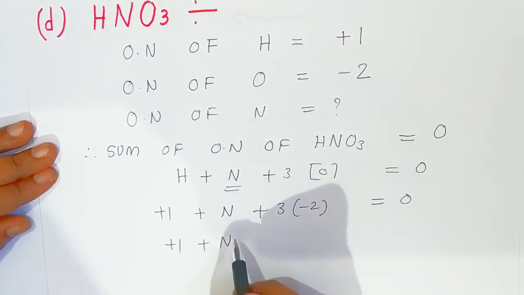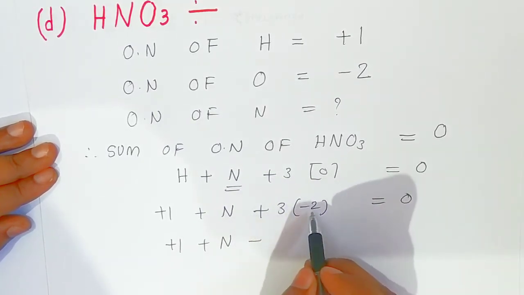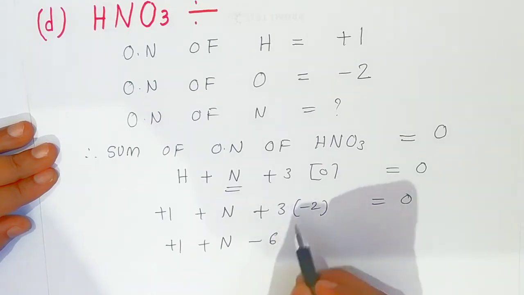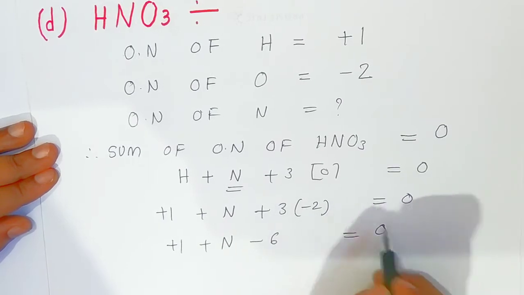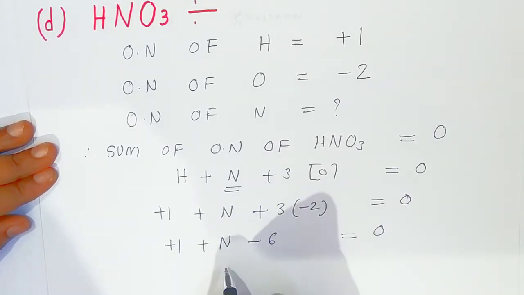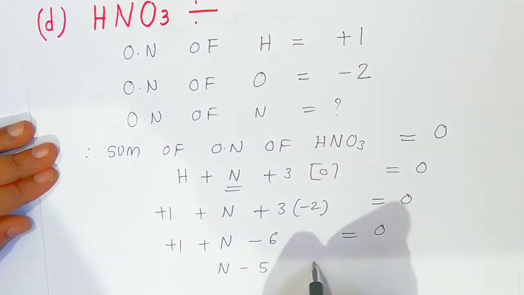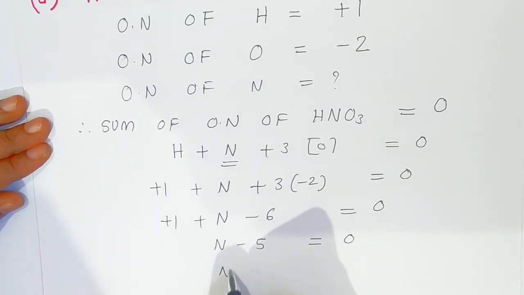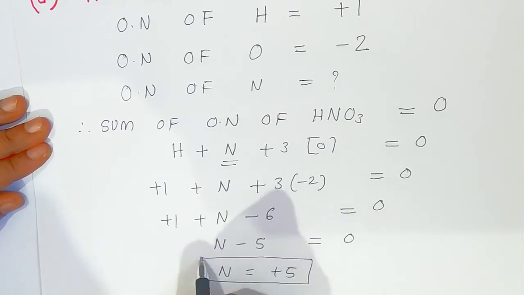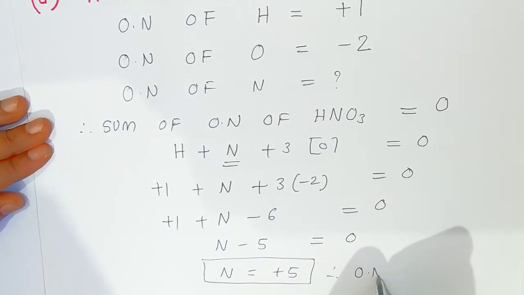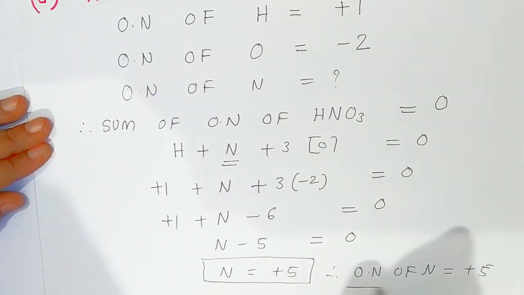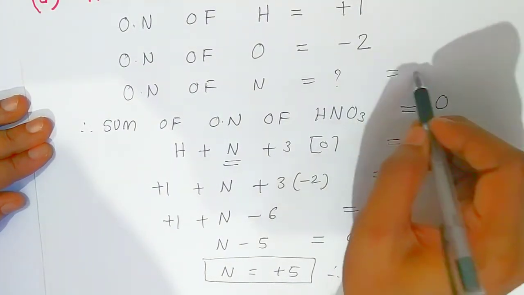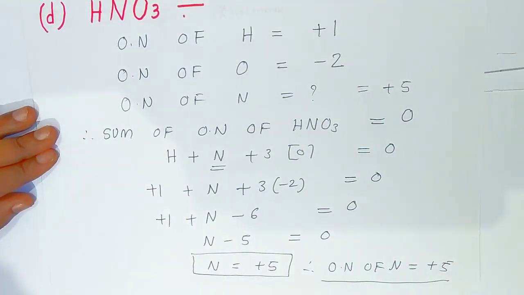Okay, now this is +1. Nitrogen you don't know, so write as it is. 3 times 2 is -6. Plus 1 and minus 6 becomes -5, which equals 0. So N will be how much, students? +5. So this way we can find the oxidation number of nitrogen. Therefore you can say the oxidation number of nitrogen atom is +5.